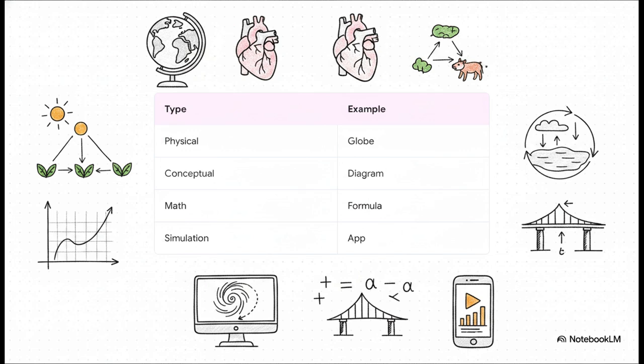These use drawings, words, or ideas to explain how things work. Think of a diagram of a food chain or the water cycle. Third, mathematical models. These use numbers and formulas to predict outcomes, like those bridge load calculations we just talked about, or a graph showing weather patterns. And finally, simulations. These are mostly computer-based models that show change over time, like an animation tracking a typhoon's path.